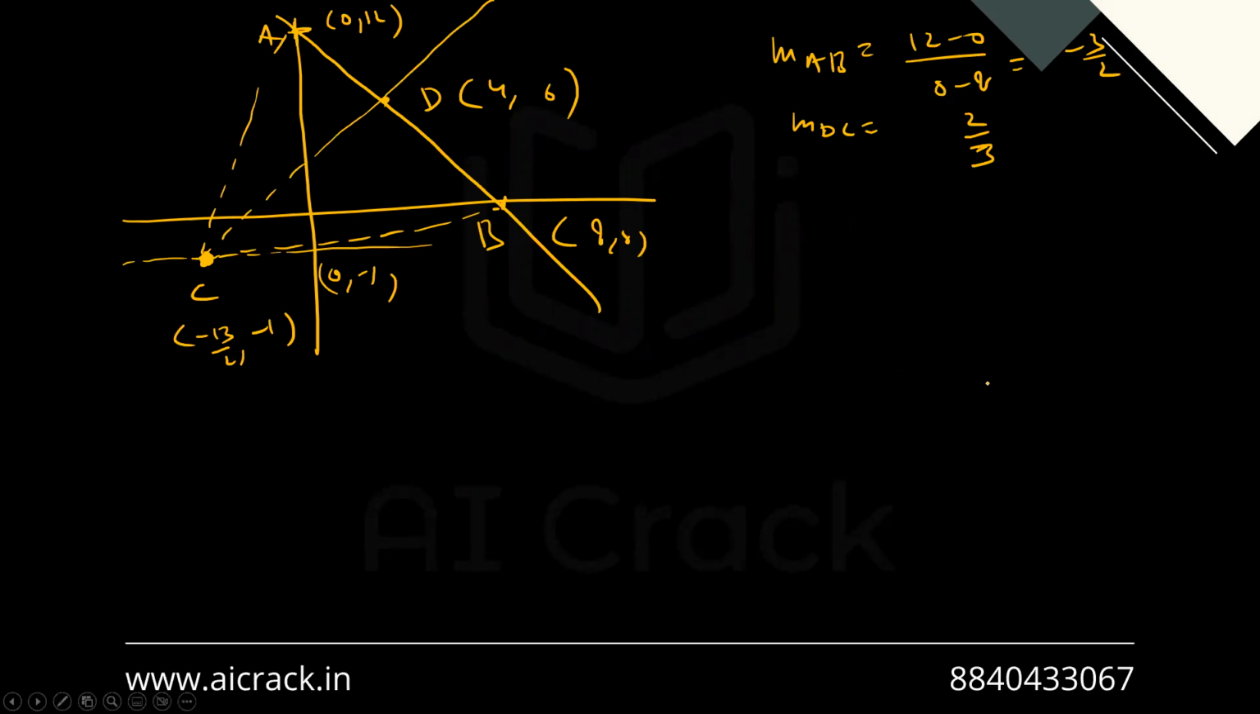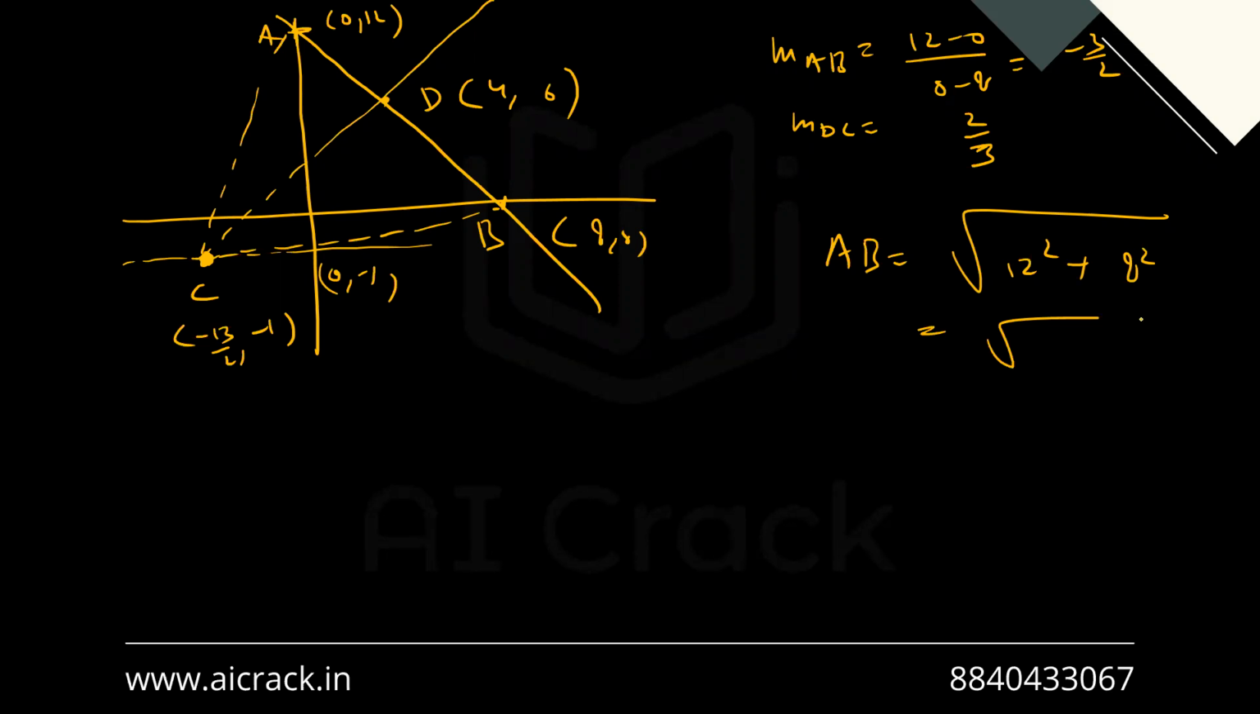Now to find out the area, we have two methods. Either you can use the formula directly with the help of coordinates, or you can do half into base into height. I'll go for half into base into height. So AB distance, that is the base, would be under root 12 square plus 8 square, right? That comes out to be 144 plus 64, that is 208. Under root 208.